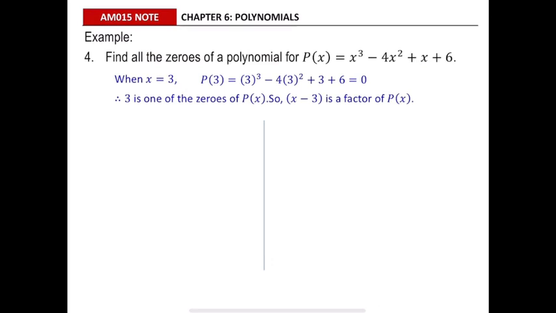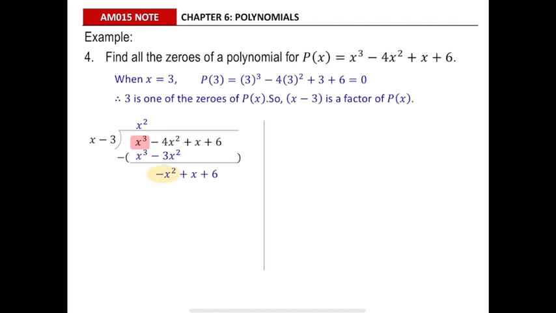Now we do the long division where the factor is written outside and the polynomial on the inside. So we divide x cubed by x and we get x squared. Now multiply x squared with the divisor and we get x cubed minus 3x squared. Then subtract, we get negative x squared plus x plus 6.